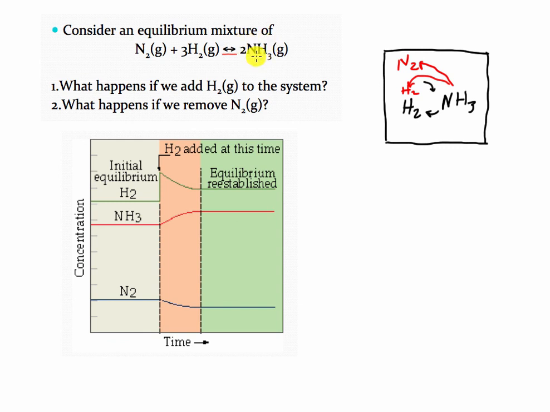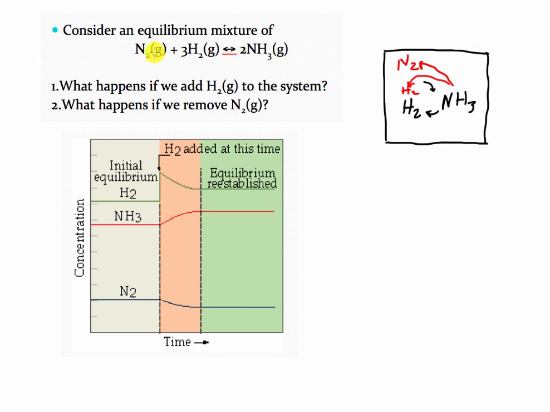Because it's going to use up the ammonia. The ammonia's concentration is going to go down. I'm not going to have as much ammonia, and I'm going to start producing more nitrogen and hydrogen. Why is that happening? Because the rates of reaction are equal to each other. Remember we talked about rates, the speeds of the two reactions?